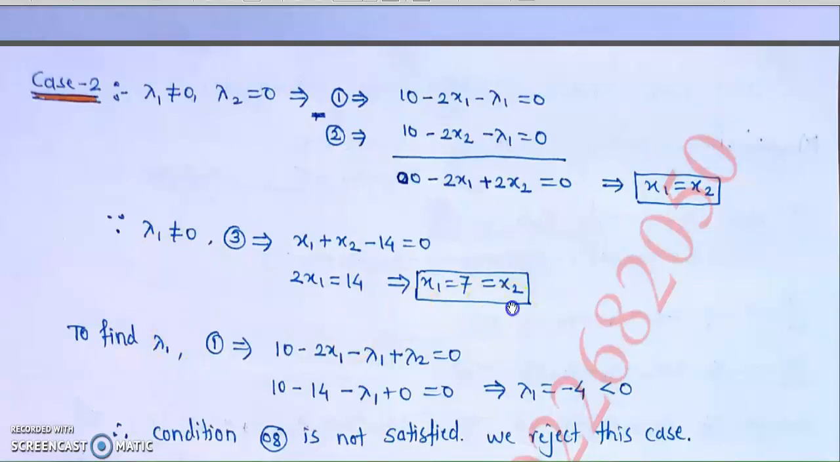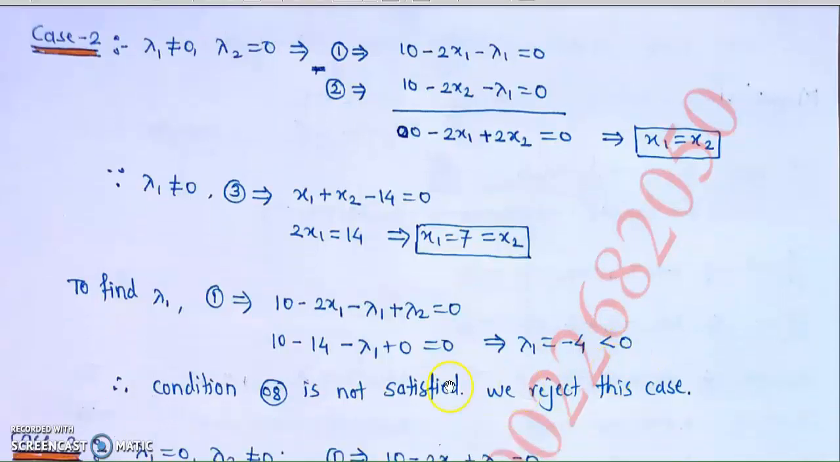So once x1 and x2 are obtained by equation 1 or 2, we can obtain the corresponding lambda 1, because lambda 2 is 0, and we got it as minus 4, but it is negative. So since one of the lambdas is negative, the method fails here. That condition 8 is not satisfied, that both of the lambdas should be 0 or positive. That's why we reject this case in maximality.